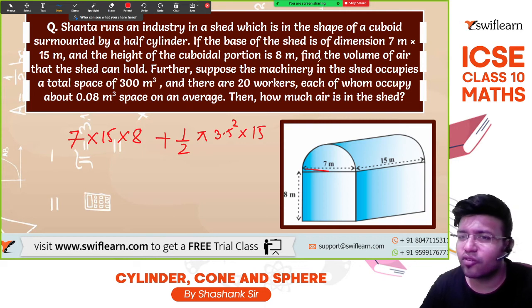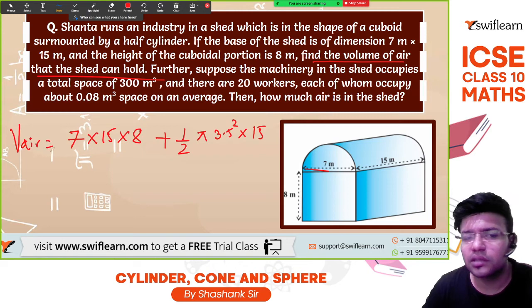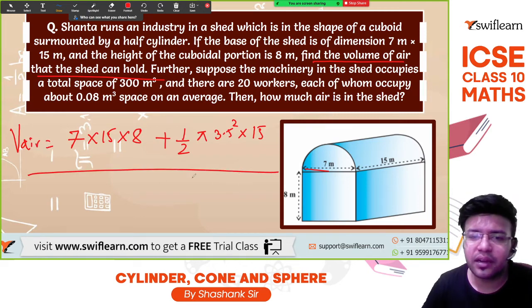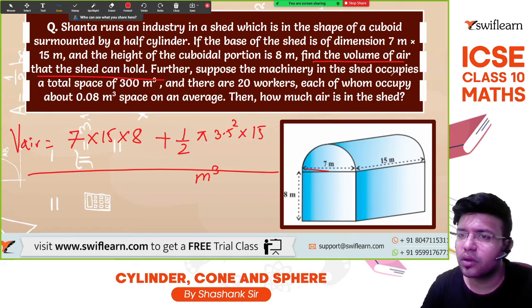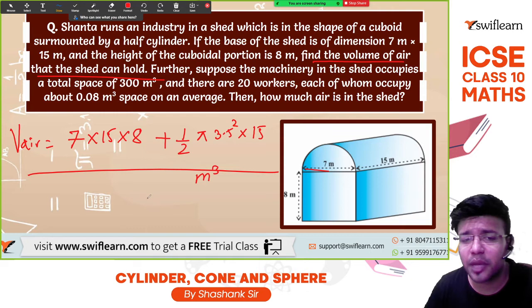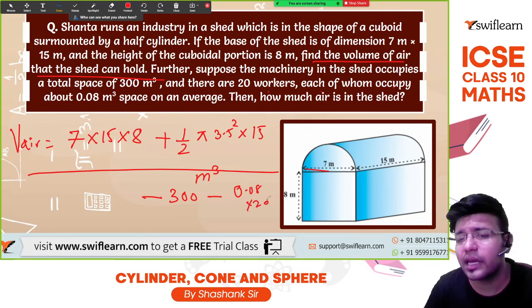Find the volume of the air that shed can hold. The volume of the air that shed can hold is this much. Simplify it, write the answers in meter cube. Now, machinery is occupying some space, so minus 300, and minus 20 workers who occupy space about this on an average. So volume occupied by the workers is 0.08, and there are 20 workers, so you need to multiply it by 20.